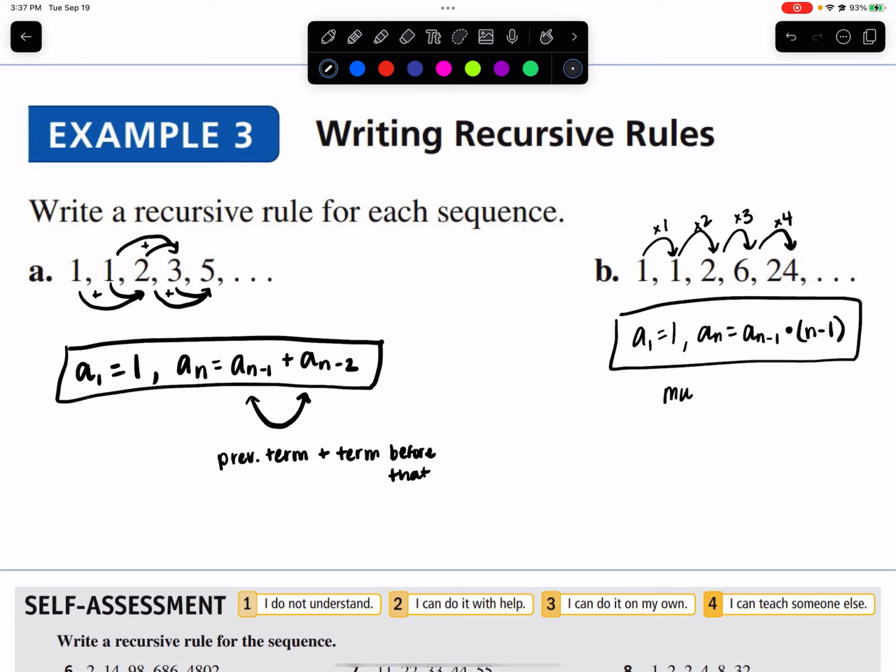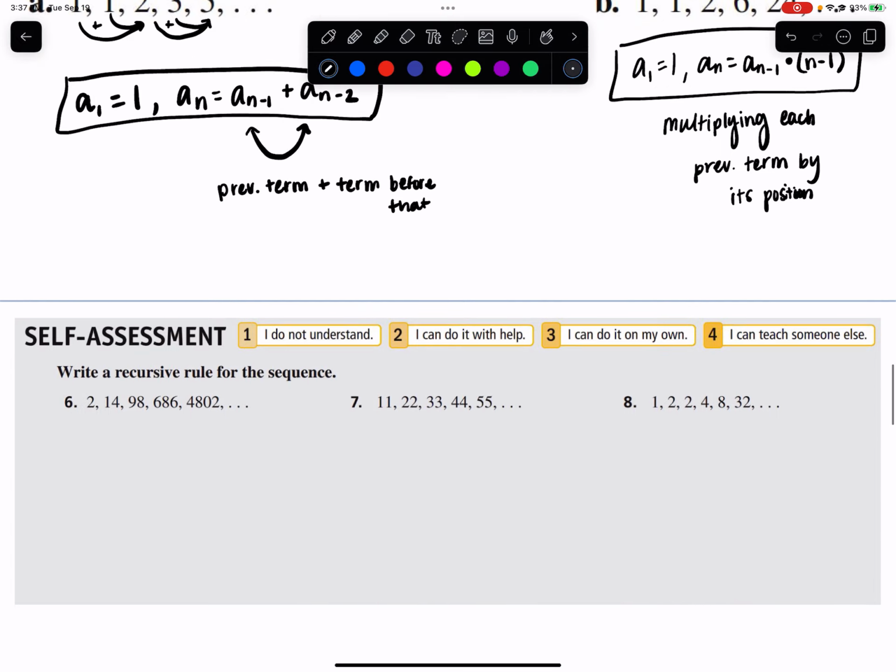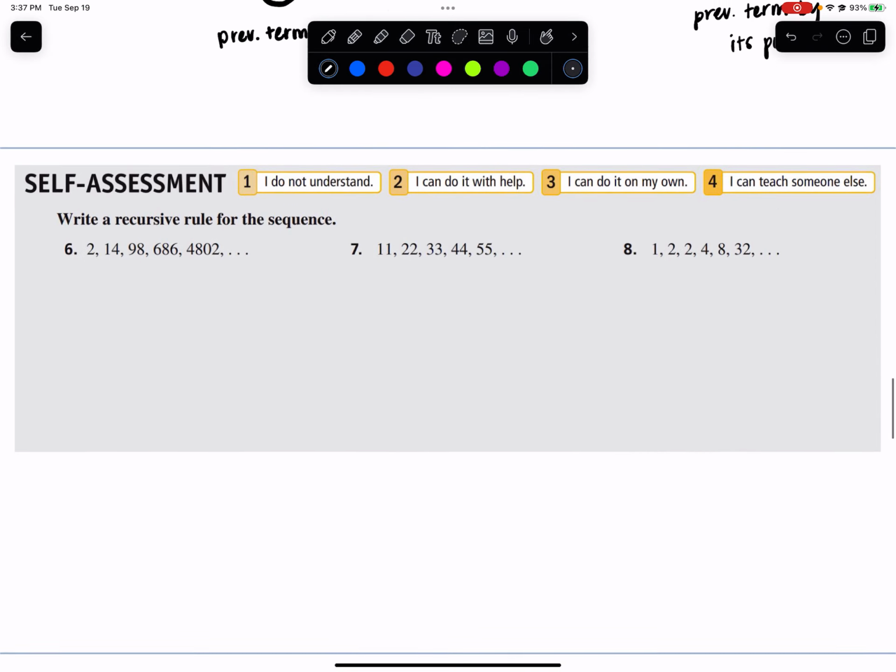So multiplying, I'll make a note here too so you can look back at this. Multiplying each previous term by its position. So A sub n minus 1 is the previous term times its position n minus 1. All right. Try these self-assessment problems. Take just 4 to 5 minutes.